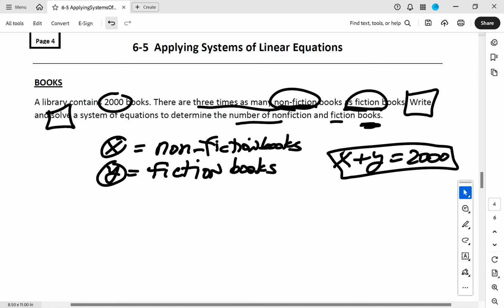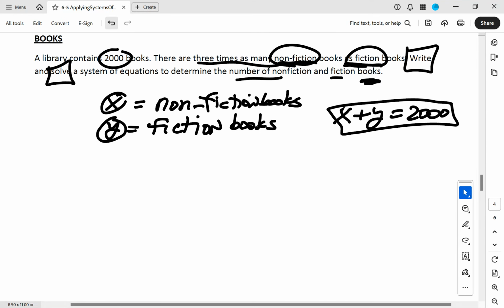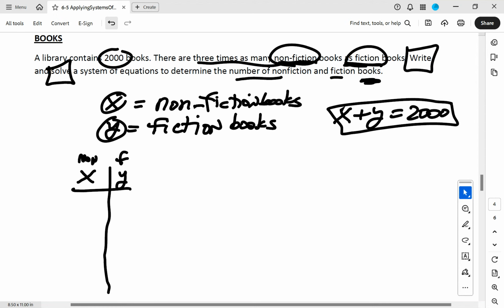Now, there are 3 times as many nonfiction as fiction books. So I'm going to do the method, not the only method, it's just one that I'm comfortable with, so I get to show it off. So X is the nonfiction and Y are the fiction books. There are 3 times as many nonfiction books as fiction. So that means there's more nonfiction.